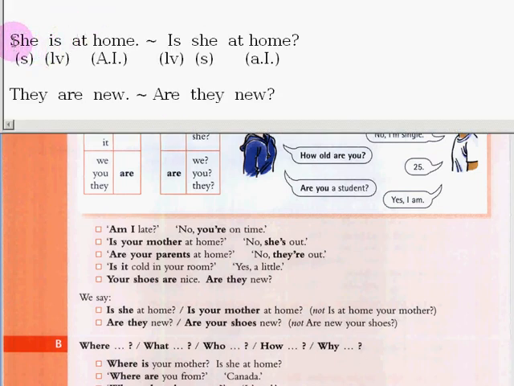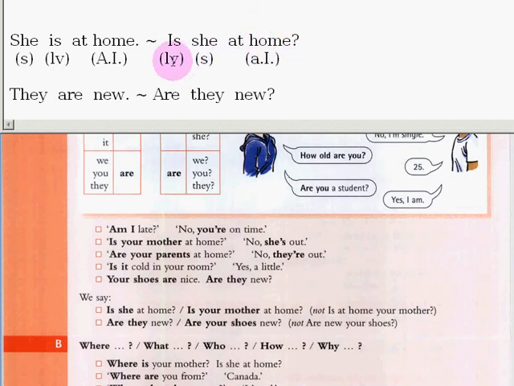As you can see, she is at home. This is a positive sentence with the subject first, and then the linking verb, and then the additional information about the subject. Now, if you want to change this into a question, you just switch the subject and the linking verb. So the linking verb will go first. So you say, is she at home? Is she at home? Right.